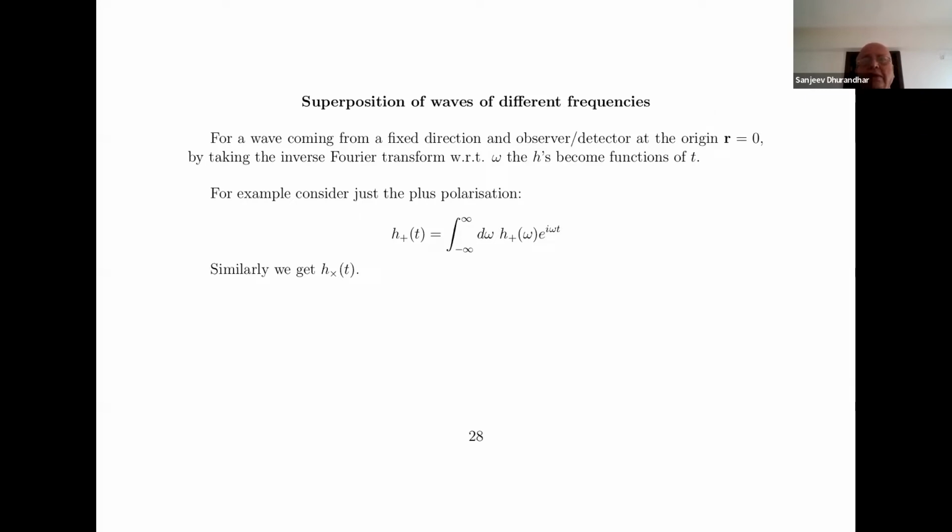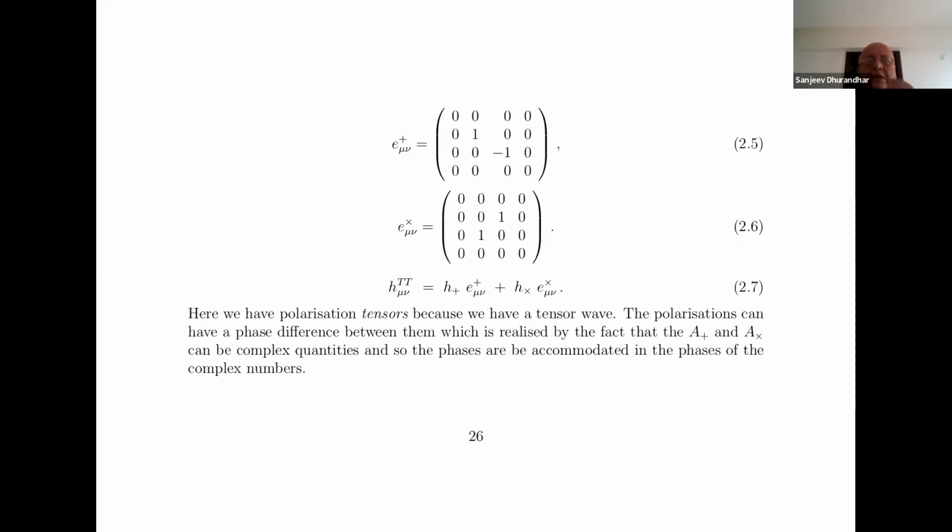Superposition of waves of different frequencies. For a wave coming from a fixed direction and an observer detected at the origin, say r equal to zero, by taking the inverse Fourier transform with respect to omega, the h's become a function of time. If you take waves with different frequencies but traveling in the same fixed direction, then the same TT gauge works. We can sum up those Fourier components and make up the wave in the time domain. For example, if we just consider the plus polarization, that is 1, minus 1 here. I could have taken cross also, which is 1, 1 here.